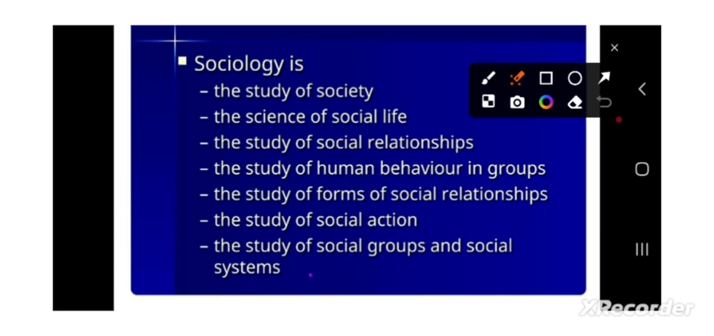The study of social groups and social systems. This includes analyzing different types of groups, primary, secondary, formal, informal, and the overarching social systems like economic and political systems that organize them. In essence, the subject matter confirms that sociology is concerned with every aspect of social life that is structured by social forces, groups, and relations.